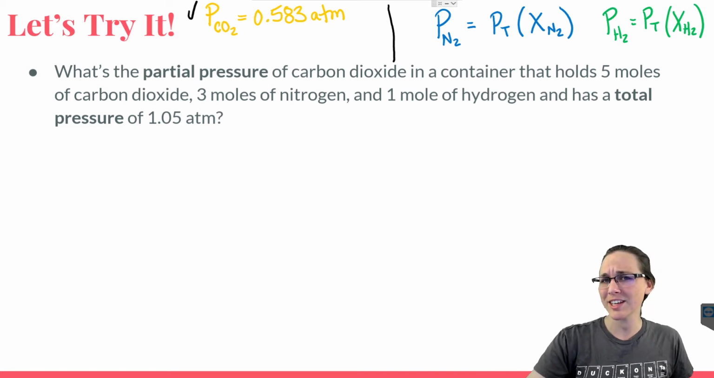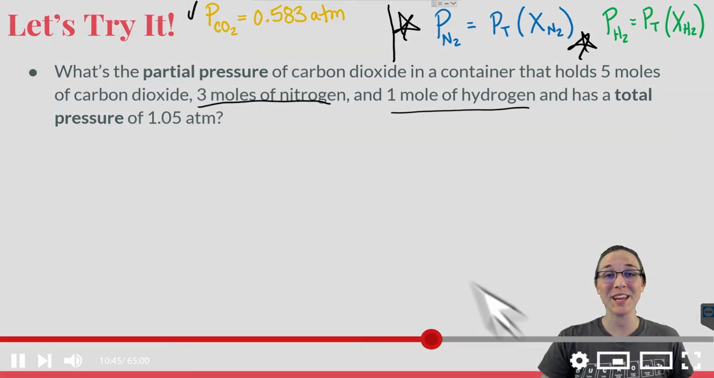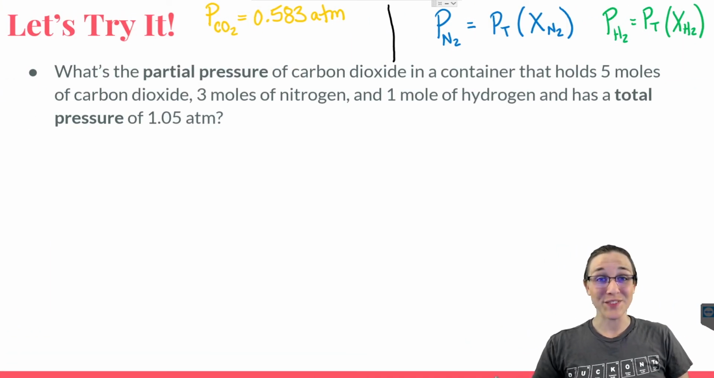All right, now that you've seen me do one partial pressure, the partial pressure for carbon dioxide, go ahead and give the calculations a try to find the partial pressure for nitrogen and the partial pressure for hydrogen, using the same setup we just talked about. I also included the basic setup up here in case you needed to reference back. Pause the video now. All right, let's check your answer for nitrogen first.